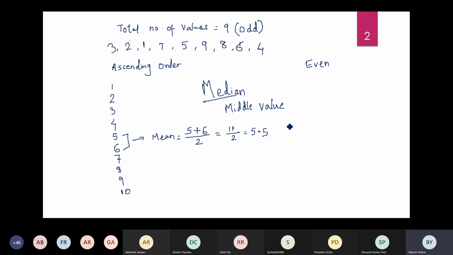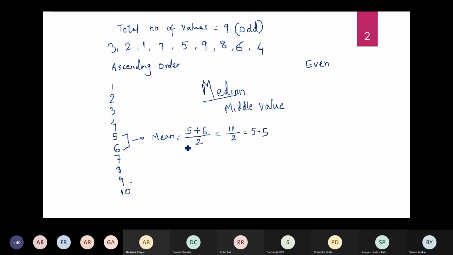When the total number of values is odd, then it is very easy: arrange in ascending order and find the middle value. The previous example was up to 9. And when the total number of values is even, the median of the data set is the mean, meaning average, of the two middle values. So this is about the median.